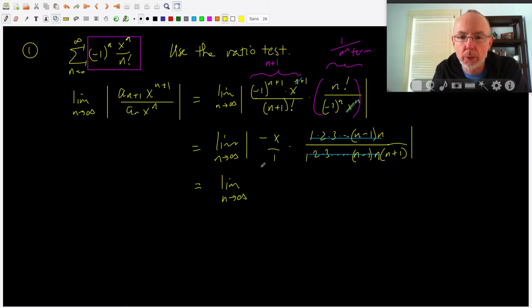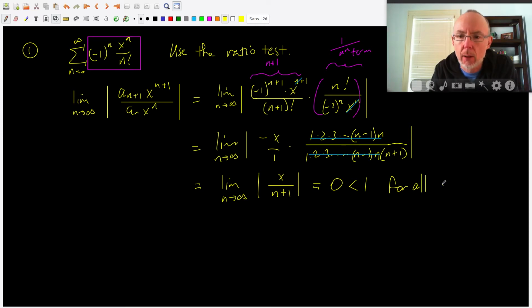The absolute value is going to get rid of the negative sign, so we're going to just end up with x over n plus 1. Now, x is a fixed number. We want to find out what values of x we converge for here, but if we take this limit as n goes to infinity, we're going to get 0, because the n is in the denominator there. So that's 0. And that's less than 1 for any value of x, right?